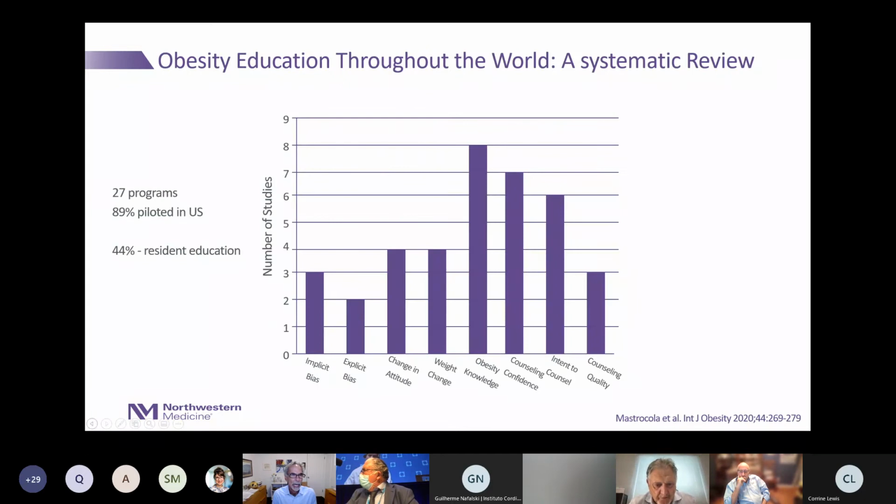From a global point of view, I just put this one slide in here in case you missed it. There was a nice review of obesity education throughout the world. Most of them have been piloted in the US, and these are the number of studies in the different areas. Obesity knowledge is most of them. I'm not surprised. The rest of the modules really have to do with either attitude or bias or counseling. And very few of these actually have robust assessments attached to them. But if you want to see what's going on around the world, go ahead and find that article. It's just from 2 years ago. Next slide, please.